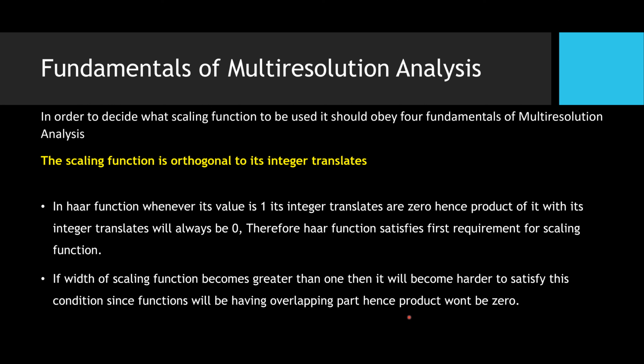So if the width is greater than 1 and we try to do integer scaling, then when we do the product, there could be a chance of overlapping. When there is overlapping, the product won't be 0. If the product is not 0, then it's not orthogonal.